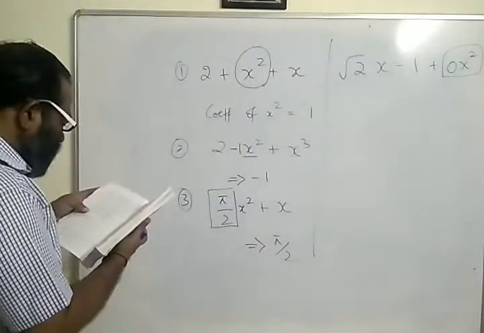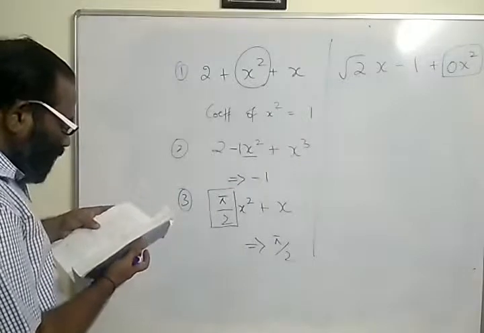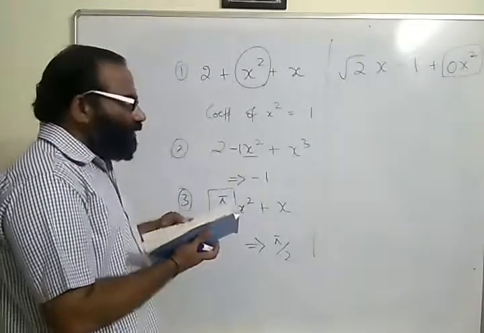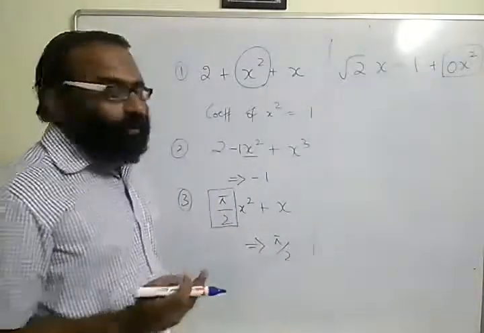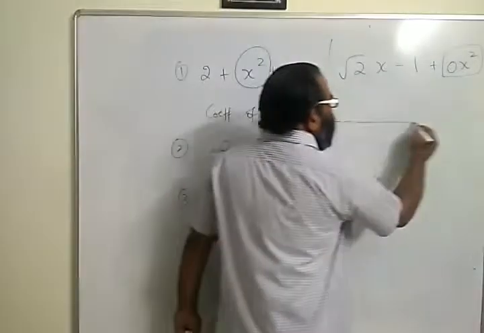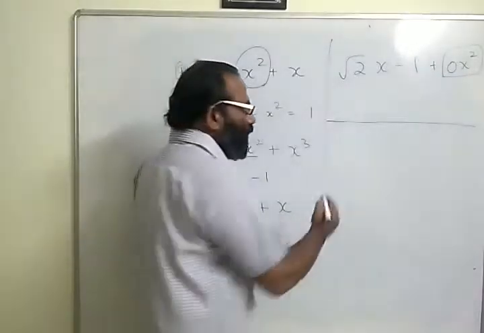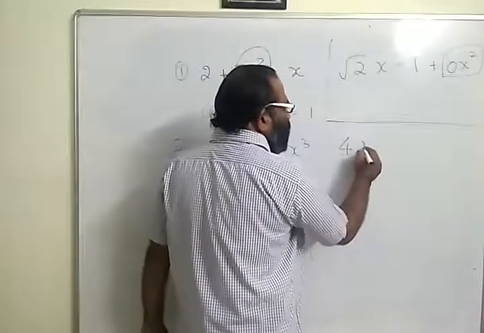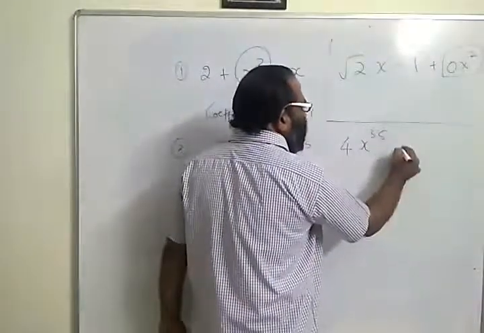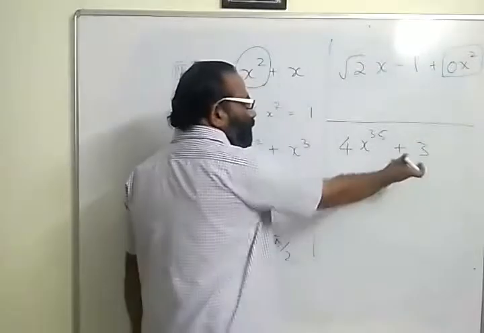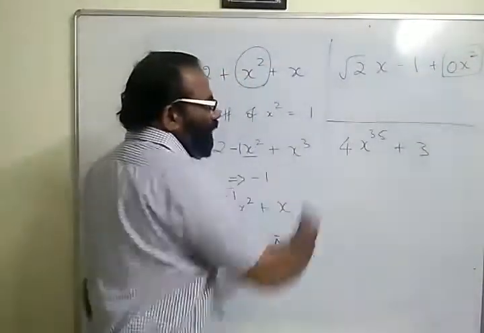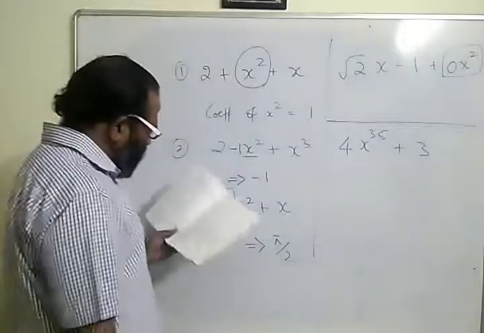So the next question is, give one example each of a binomial of degree 35. Binomial means 2 terms and the degree is 35. So I can write anything. So 4x to the power 35 plus 3. This is a binomial and the degree is 35.